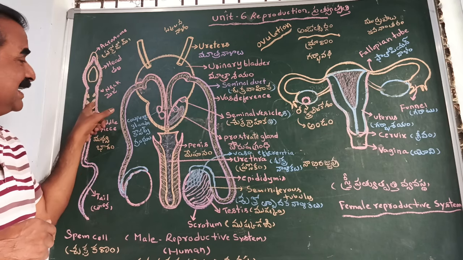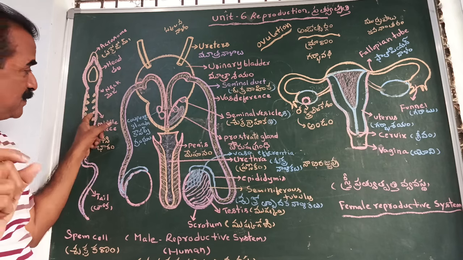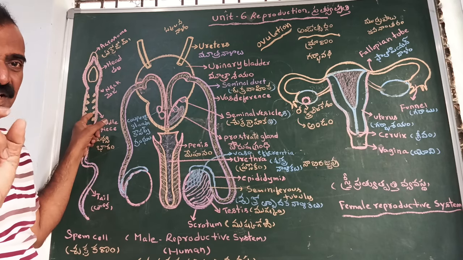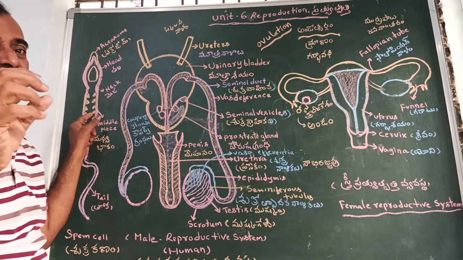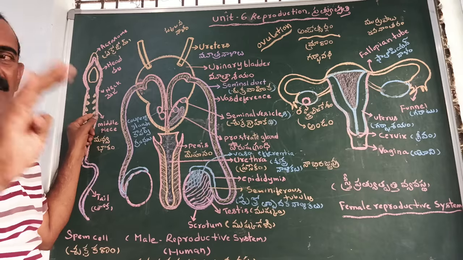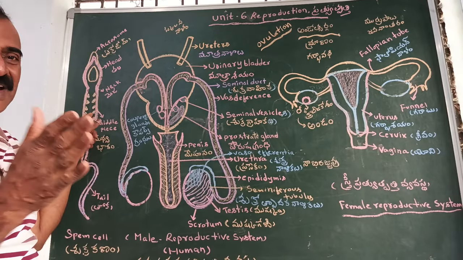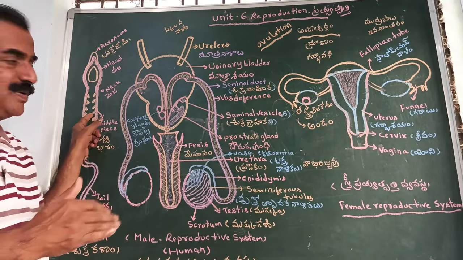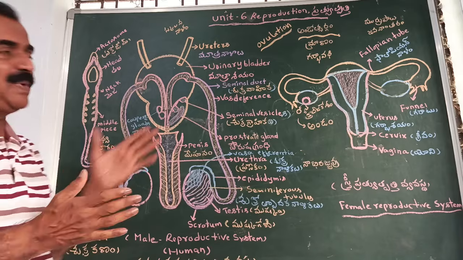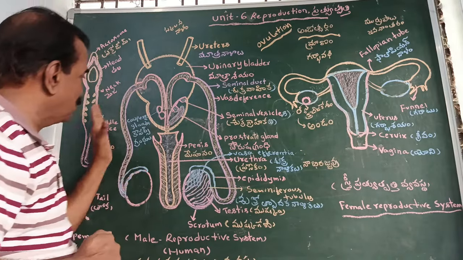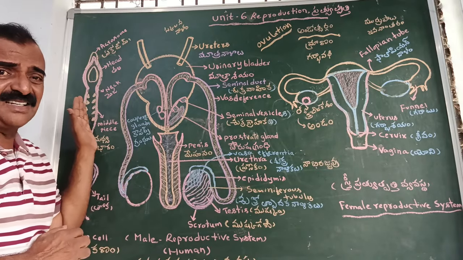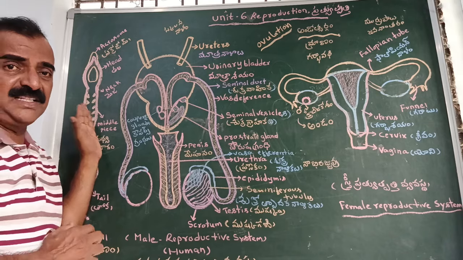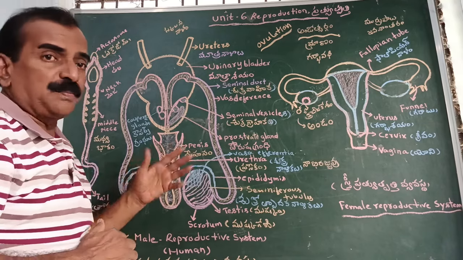And it has what? Middle piece. The sperm cell consists of a large number of mitochondria, and they produce what? Energy. That energy is useful to make the sperm move in the body of the female. And the tail is useful to propel the sperm in the body of the female. So this is the detailed structure of a spermatozoon, a sperm cell, and these sperms are released by the males.